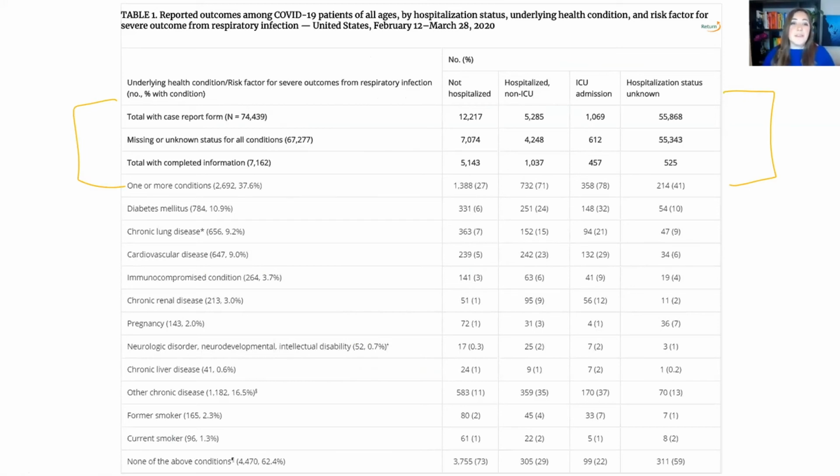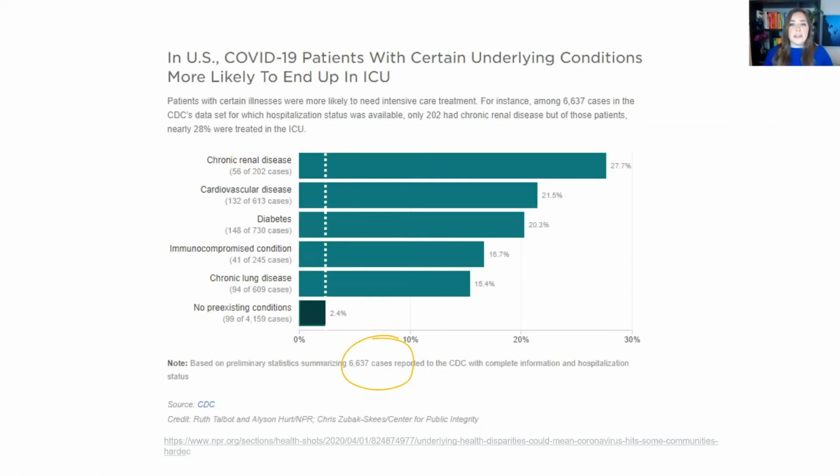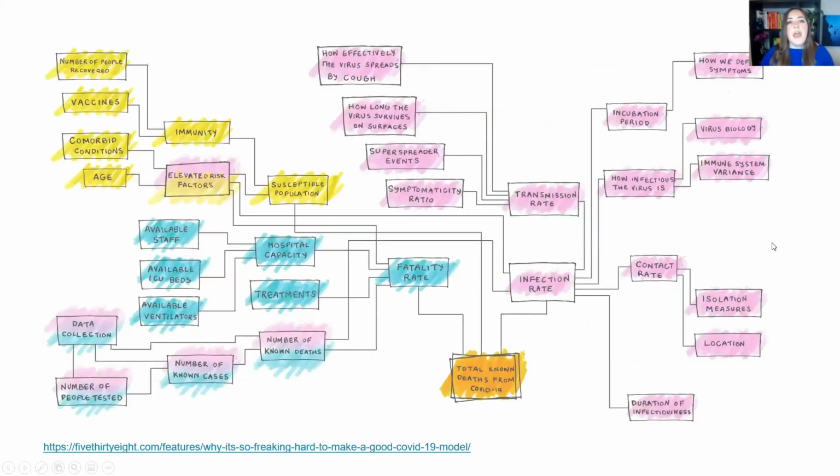It's easy for this chart to be something someone sees and says, oh, look at 27.7% of people with chronic renal disease end up in ICUs if they end up with COVID-19. But that's not quite the case. This isn't generalizable in that way. This is 6,637 cases out of, at that point in the US, around 122,000. And there's enough uncertainty around COVID-19 that we shouldn't have to go ahead and ignore the uncertainties we can quantify.